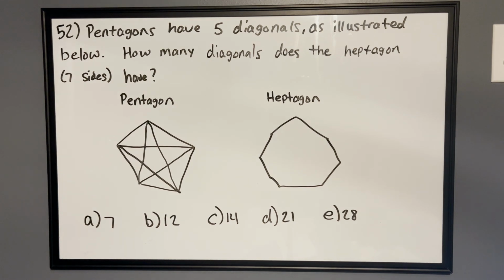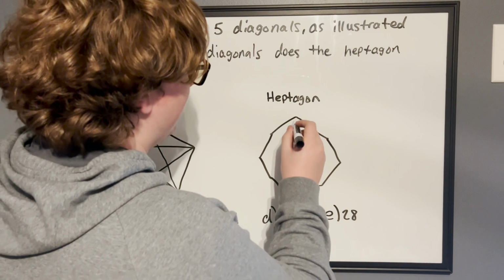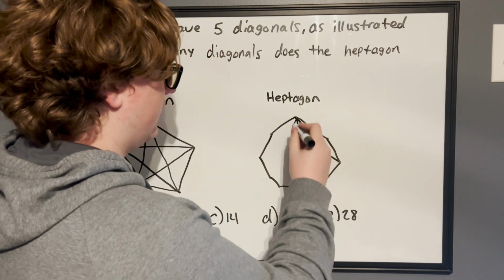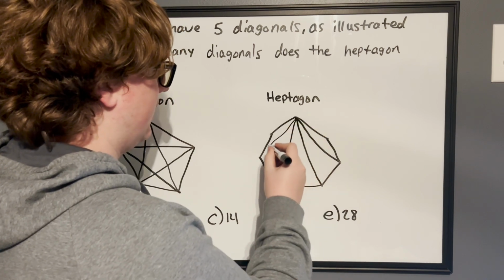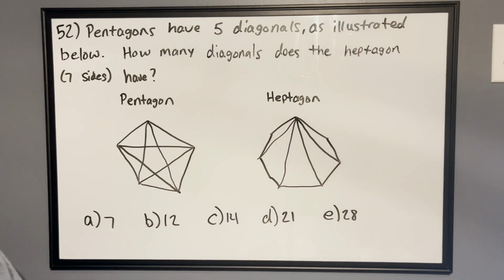We're going to do a similar idea with the heptagon here. So we see that with the heptagon, we actually have 4 diagonals that come out of every corner. So we have this one, this one, this one, and this one that come out. I know this is kind of a wonky shape, but it's hard to draw a heptagon. So we have 4 that come out of every corner.